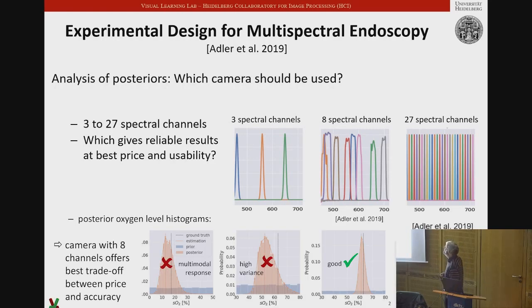And then Tim Adler trained the neural network with these 3 variations. What came out is that, for example, in this output, there is a bimodal posterior. So the most likely mode is the wrong one, and the second best is the correct one. And that's, of course, something that you do not want, right? You want the most probable solution to be the true solution. So that's not what we want. Or here, the solution has a high variance. That's also not what you want. And this is okay: close to the truth and small standard deviation. And then it turned out that you can achieve this with the 8-channel camera, but not with the 3-channel camera.